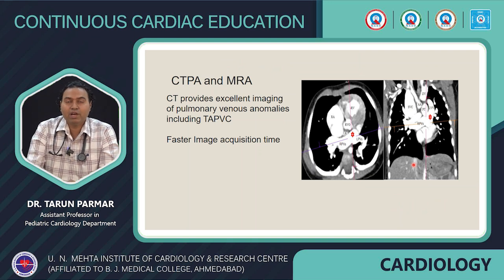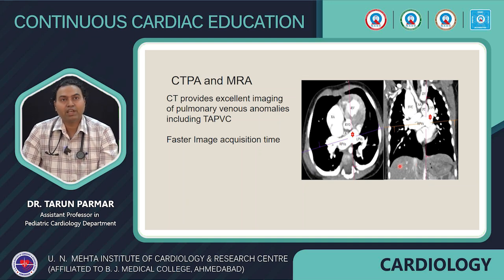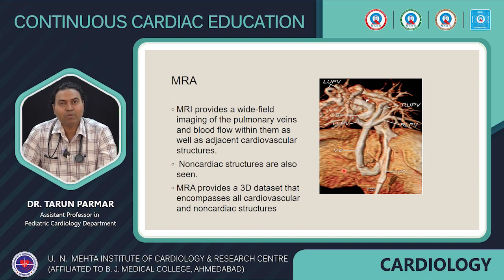Role of CT and MRA. So if there is any doubt in the diagnosis with the echocardiography, you can always go for CT imaging. That provides excellent imaging of the pulmonary venous channels and any other extracardiac anomalies. MR angiography is also an option when there is a doubt. It gives very nice delineation of the pulmonary veins and all the structures.